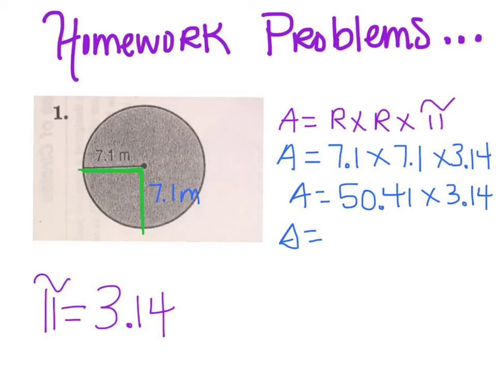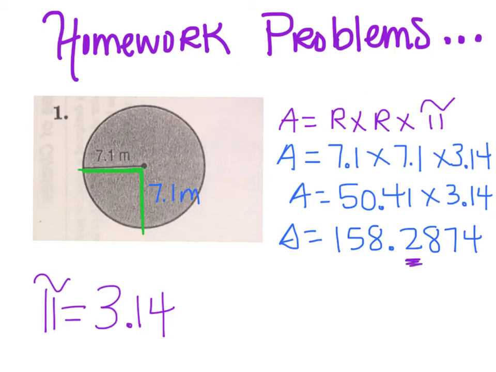Now, the last answer should have 4 decimal places because I have 2 digits behind the decimal here, 2 digits behind the decimal here. The directions on here say round it, so when I'm done, I'm going to round my final answer. If you type in your calculator 50.41 times 3.14, you should get a very long number, 158.2874. Now, the question said round to the 10th place.